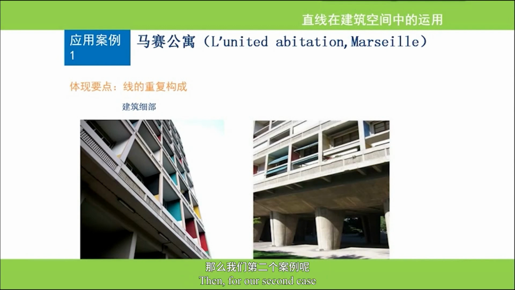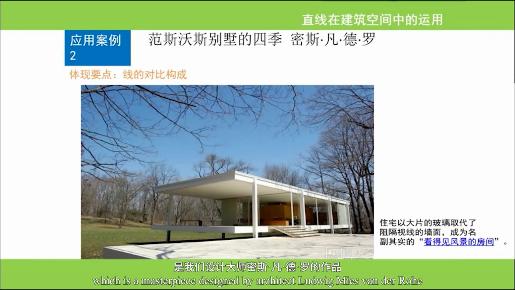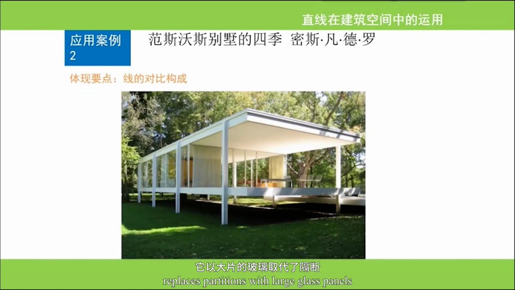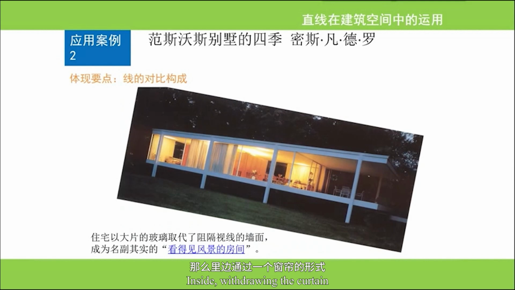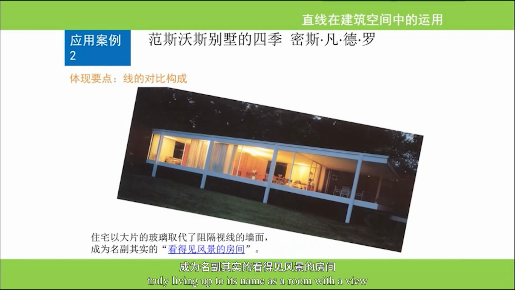Then, for our second case, we have the Farnsworth House, which is a masterpiece designed by architect Louis Mies van der Rohe. In this work, what everyone needs to appreciate is the contrast of lines. As we can see, this white house against the blue sky replaces partitions with large glass panels. Inside, withdrawing the curtain, you can directly see the exterior landscape, which makes it a very transparent and creative architectural design, truly living up to its name as a room with a view.